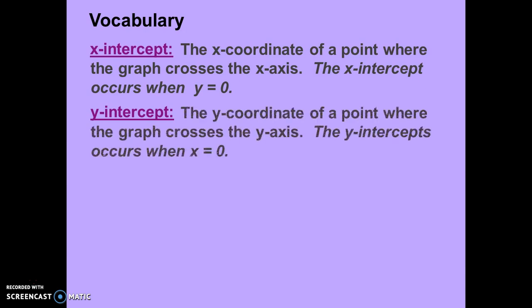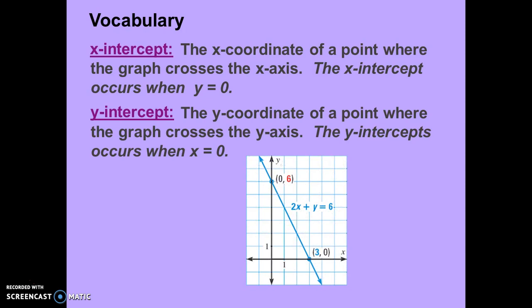The y-intercept then is going to be the y-coordinate of a point where the graph crosses the y-axis. And every y-intercept will always occur when x is equal to 0. And again, that makes sense because to be on the y-axis, x has to be 0. You can't move left or right from the origin. You can only go up or down the y-axis. So x would have to be 0.